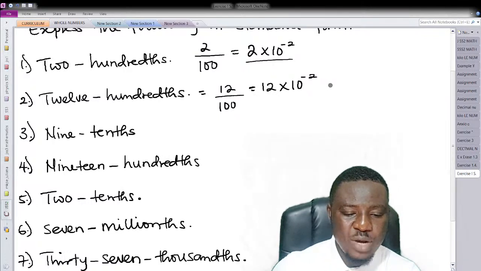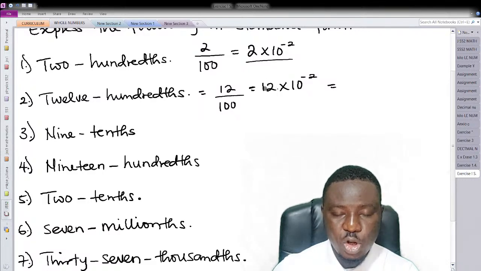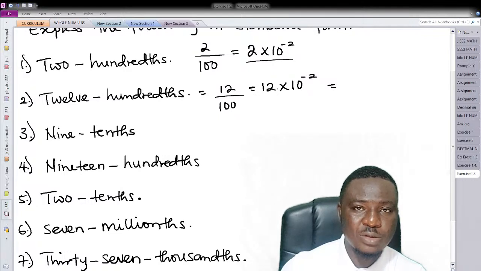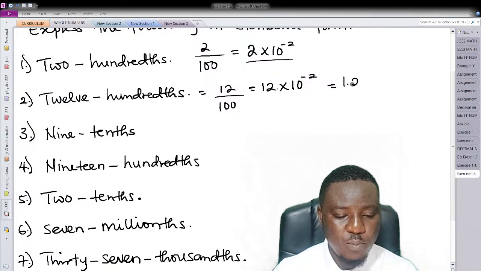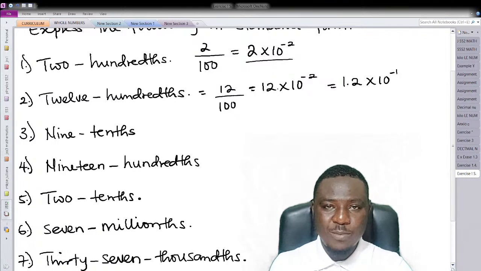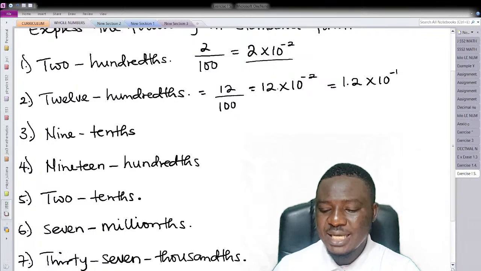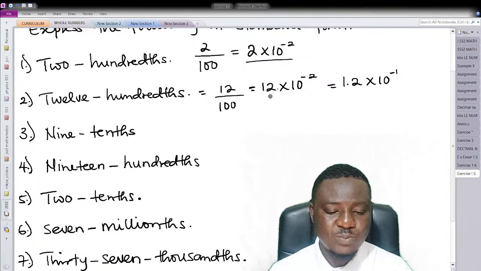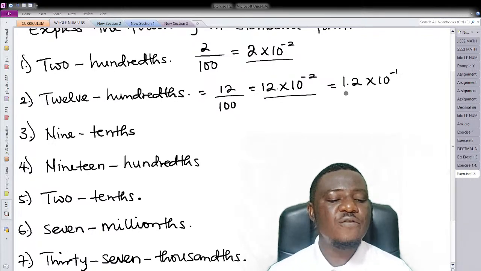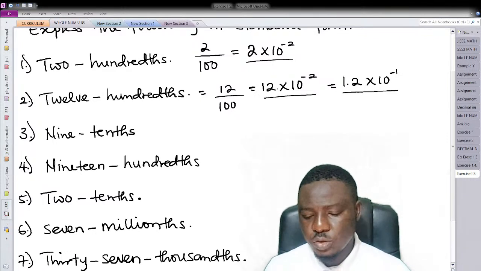Otherwise, I would have moved the decimal point to fall behind the first non-zero digit, and this should have been 1.2 times 10 raised to the power of minus 1, because the decimal point is going back this way. Okay, but ordinarily, if you're asked to express it in standard form, 1200 is best expressed as this. But if you express it as this, it's still correct. Okay, so take note.